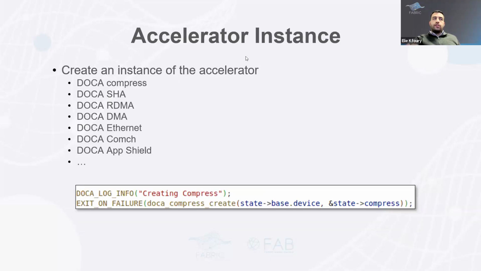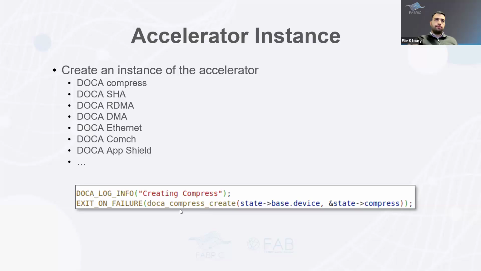You create the accelerator instance. Again, you have different accelerators available. And based on the DPU, if you're using, for example, Bluefield 2, if you have the older DPU, that's fine. It's still the same workflow. But you might not have, for example, all the accelerators there. And you'll have to create an instance of which accelerator you're interested in, let's say compression.